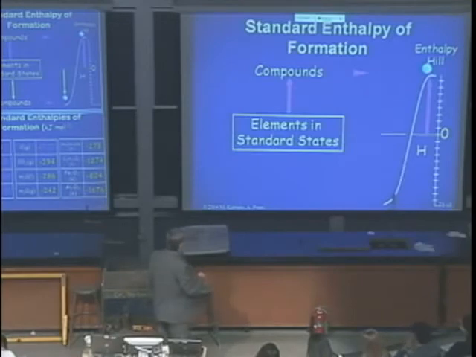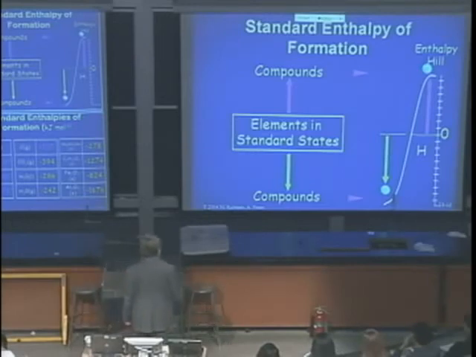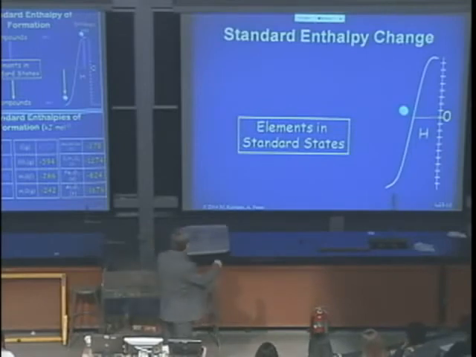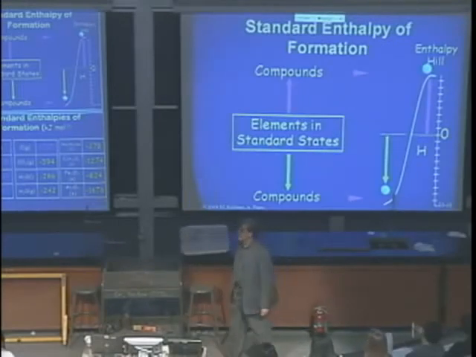And the other possibility would be that I have the elements in their standard state, I make the compound, and this would release energy, and the enthalpy of formation of that compound would then be negative, which means there would be energy released. So what's going on? What are the elements in their standard state? What are the enthalpies in their standard state?